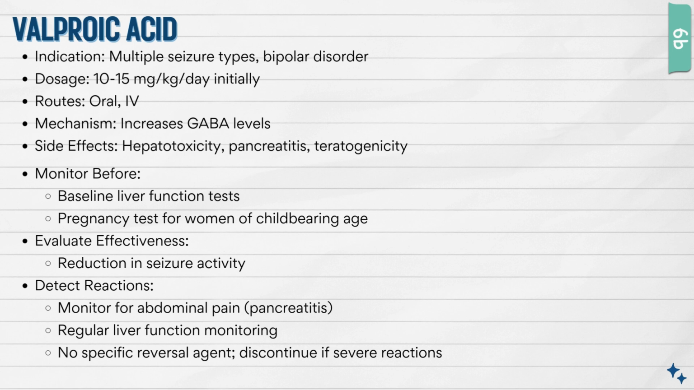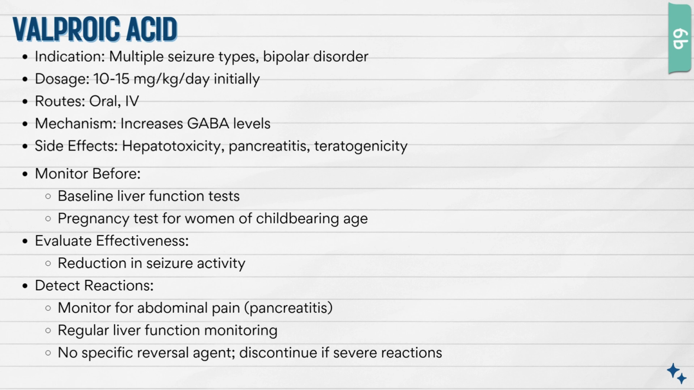Okay, so we can give this oral or IV, and it works by increasing the GABA levels in the brain, which will enhance the ability to inhibit. Okay, so it's going to cause decreased excitability. Some of those big side effects include hepatotoxicity, so it's going to affect the liver, and possible pancreatitis, which can be severe. It's also a teratogen.